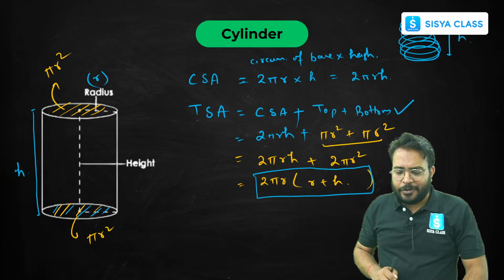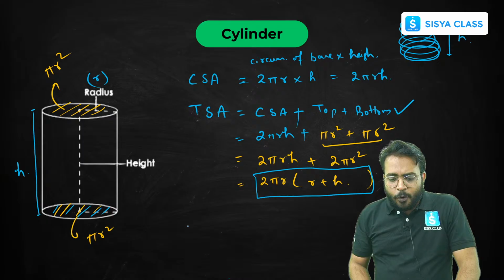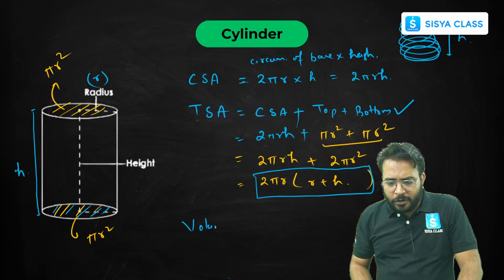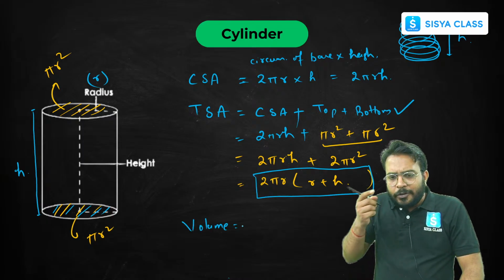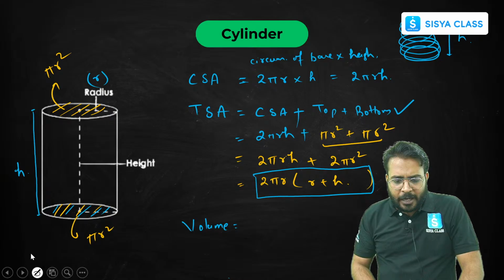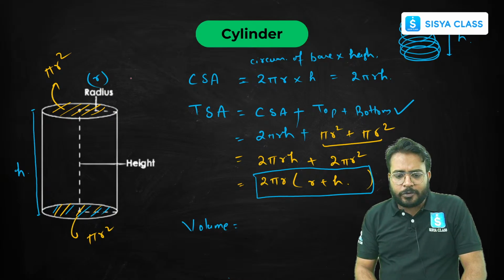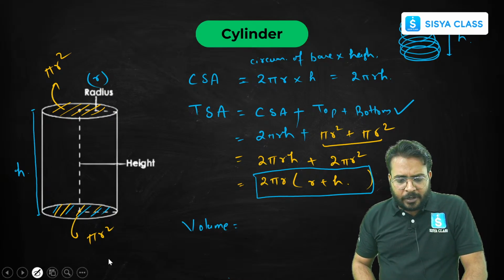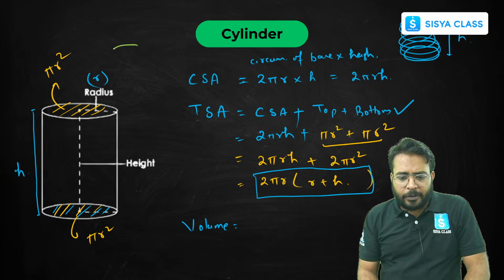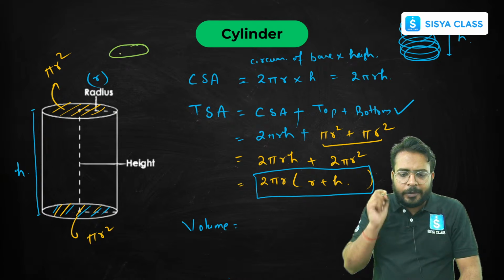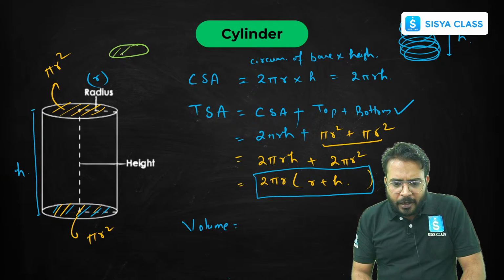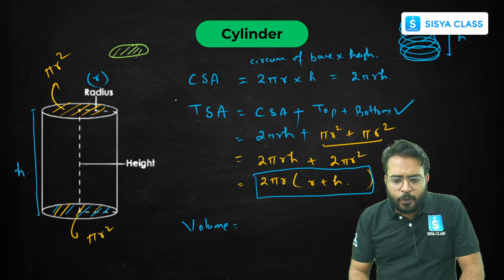Now volume. How to find out the volume of your cylinder? Suppose again the same example, I am taking the same example. If I have one coin, what is going to be the area? The area is going to be pi r square, right?